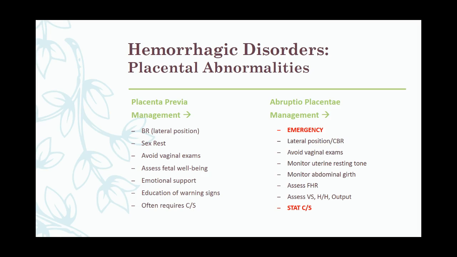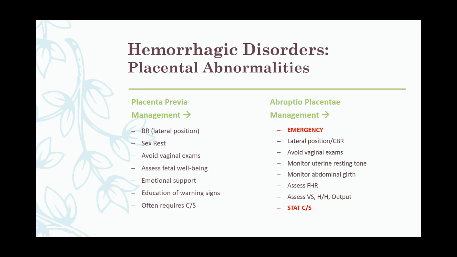We avoid vaginal exams. And the reason that we put them on sex rest and we avoid vaginal exams is because we do not want anything in the vagina that may disrupt this placenta previa, which is low-lying and close to the cervix. If we disrupt it in any way, then we can cause a hemorrhage. So we want to stay as far and clear of it as we can. We assess fetal well-being, we give emotional support, and we educate this mom about warning signs that she needs to report to her doctor. One of those, for sure, would be bleeding.